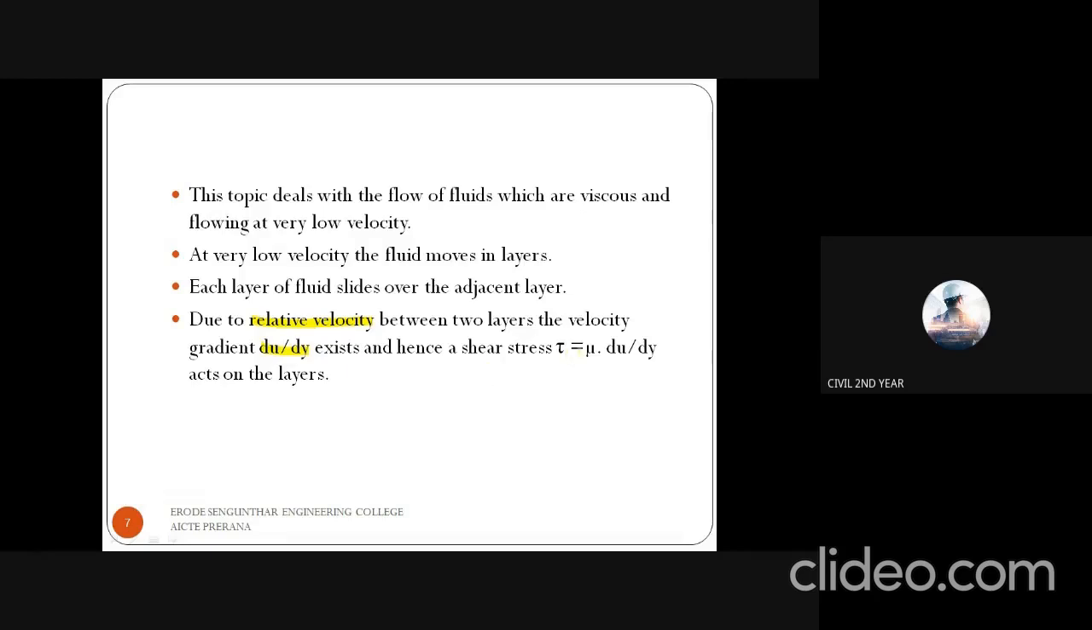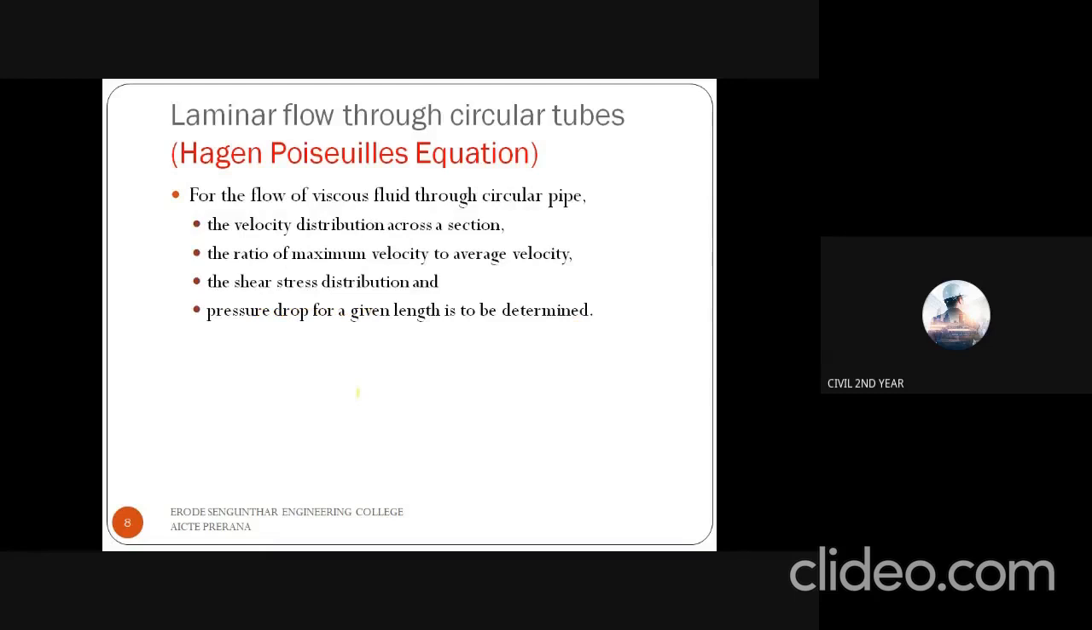So tau is equal to mu into du by dy, which was studied in unit 1 itself. It gives the relationship between viscosity and the shear stress acting on the layer. From this basic information, let me go to laminar flow through circular tubes, which was discussed by the scientist Hagen-Poiseuille.